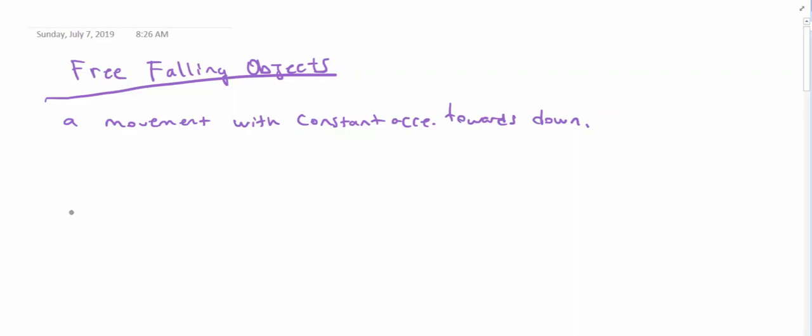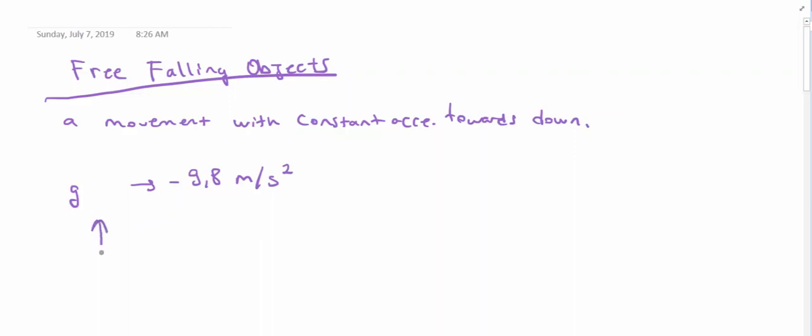A free-falling object's constant acceleration is called gravity and is shown as g. And we write the number for g as minus 9.8 meters per second squared. Therefore, we write movement equations like this.